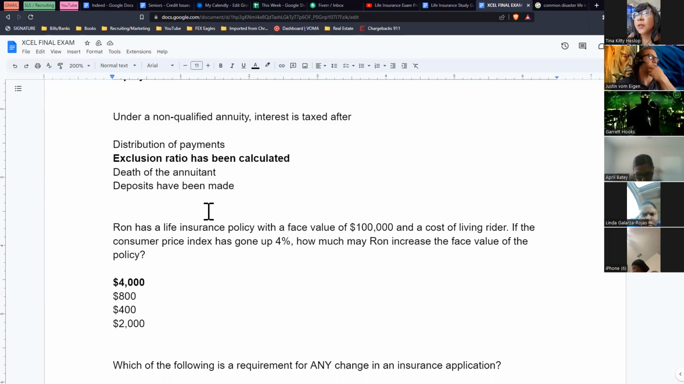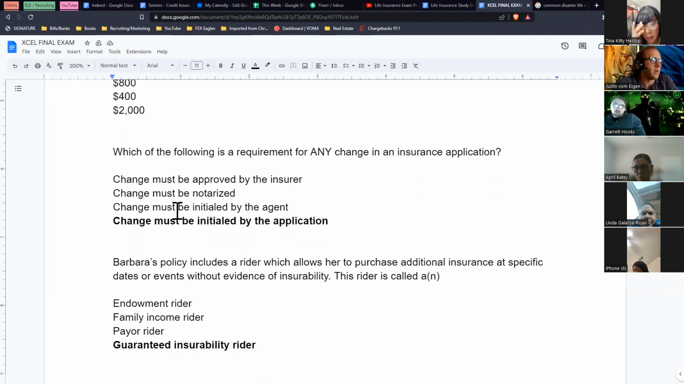Ron has a life insurance policy with a face value of $100,000 and a cost of living rider. If the consumer price index has gone up 4%, how may Ron increase the face value of the policy? $4,000, right? This allows you to increase your policy. Now you're going to have to pay more, but you can increase the face amount based on inflation, essentially. Which of the following is a requirement for any change in an insurance application? They have to initial the changes, right?